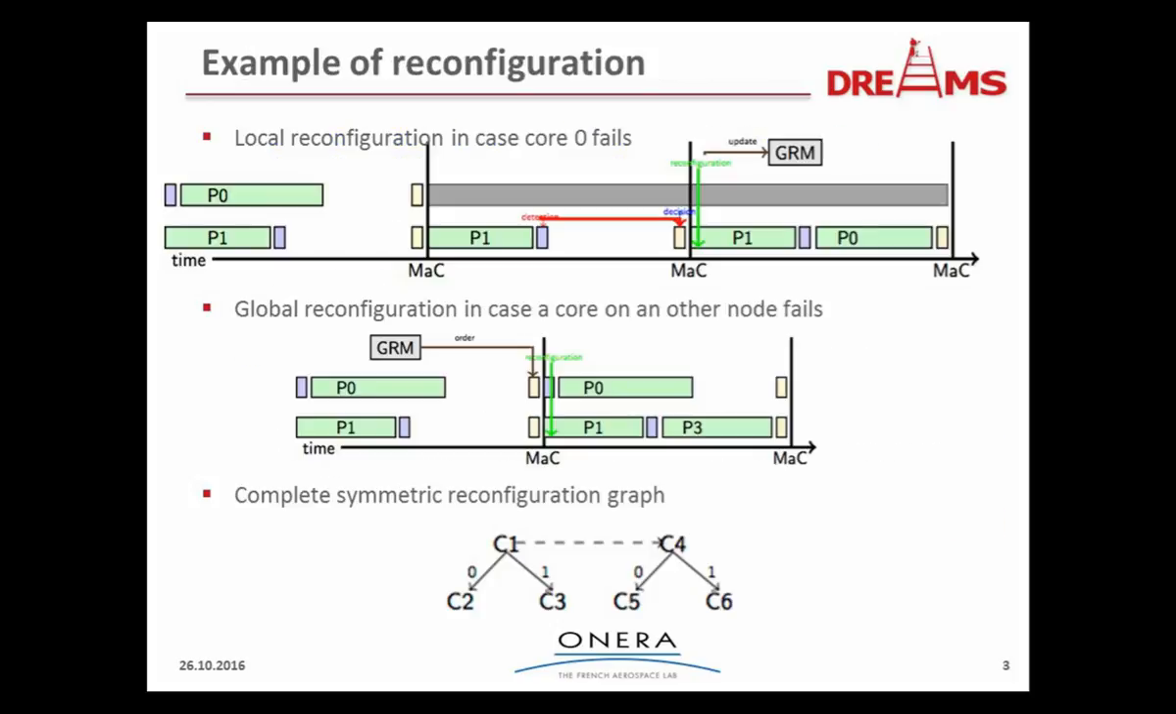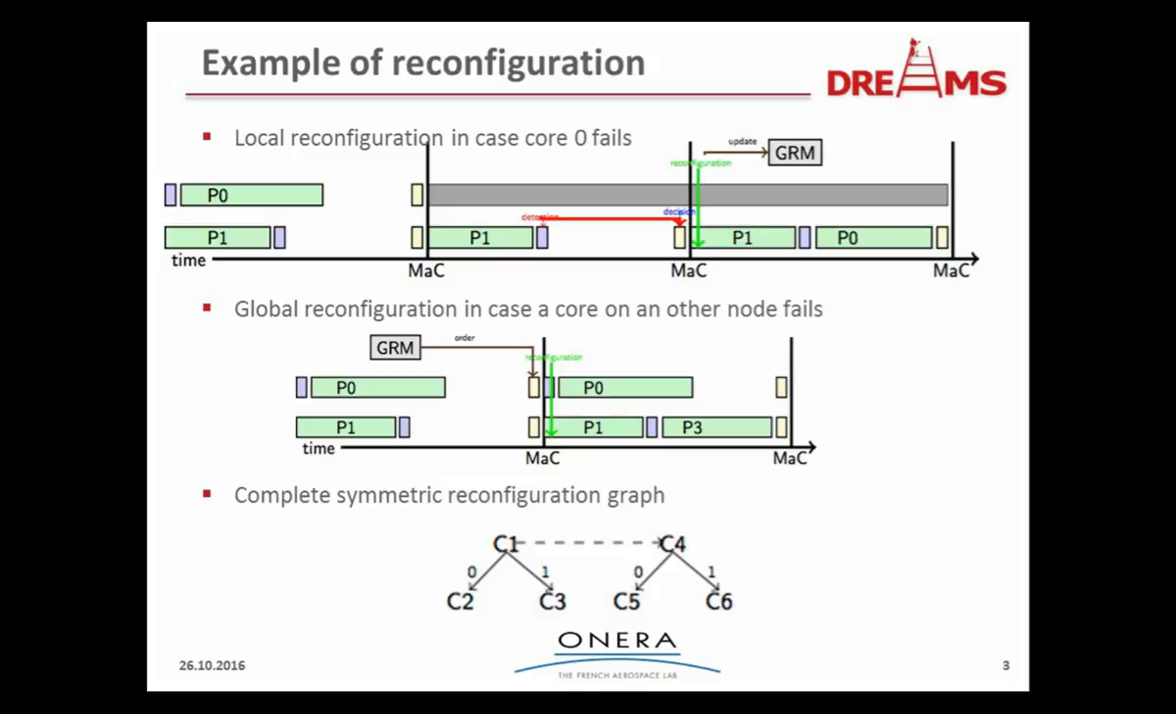Let us have a look at a local and a global reconfiguration on a node composed of two cores. In the figure above, the first major cycle, or MAC, is the initial configuration. In this configuration, two partitions P0 and P1 execute. A MAN partition checks on each core its status. At the end of the MAC, two synchronous LRM, among which one is the master, assess whether reconfiguration is needed.